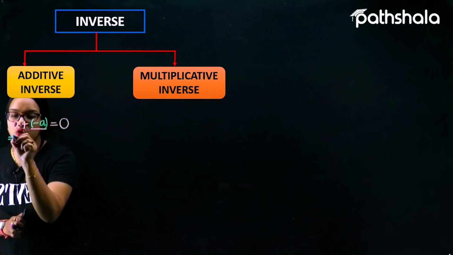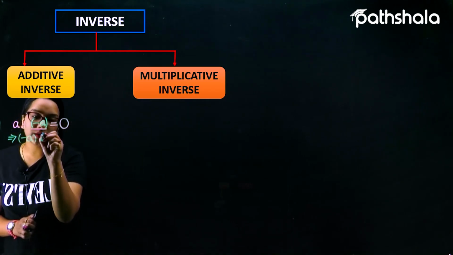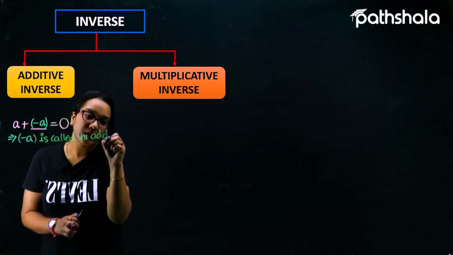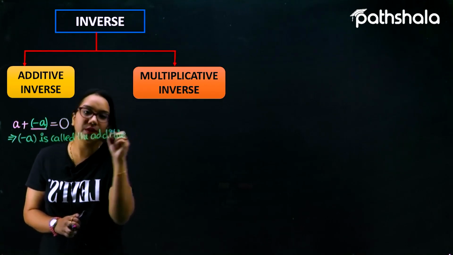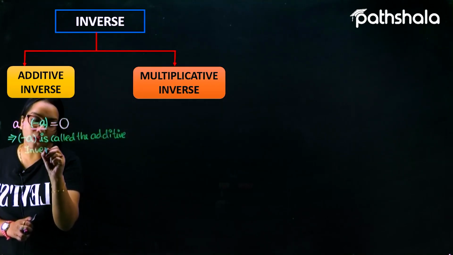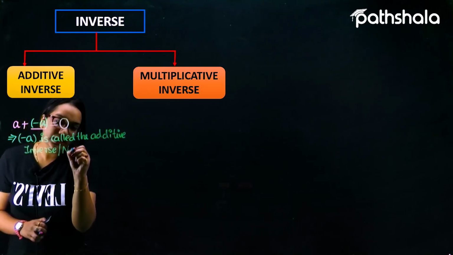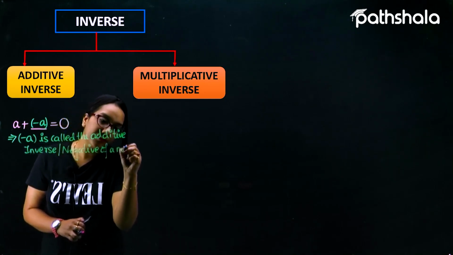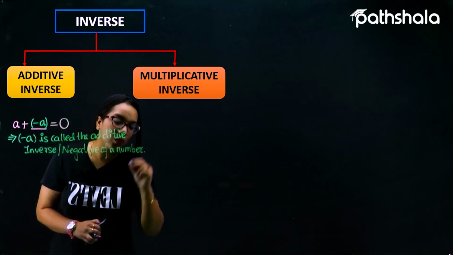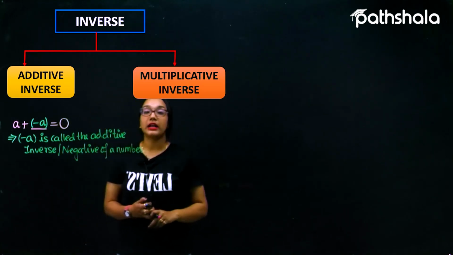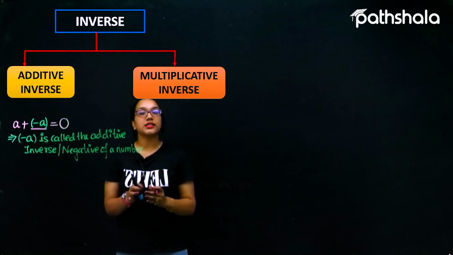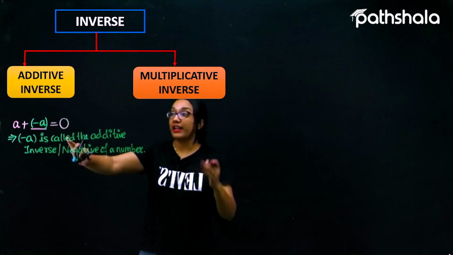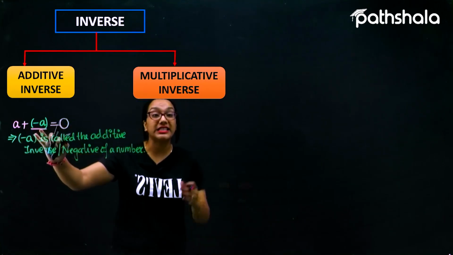Minus A is called the additive inverse. We can also call it the negative of a number. So what is the conclusion? The additive inverse is a number which is the negative of another number, which when added to the number A, gives the answer 0.